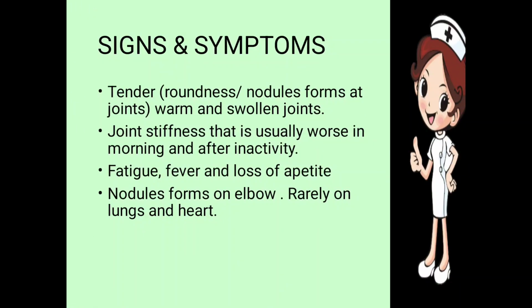Next one is signs and symptoms. Now what are the signs and symptoms? Tenderness, which is the roundness, and nodules form at the joint. Different circular nodules are formed at the joint. Warm and swollen joints.